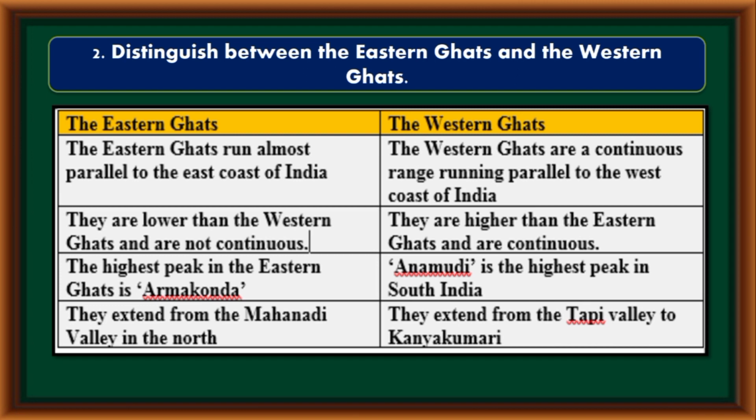Distinguish between the Eastern Ghats and the Western Ghats. The Eastern Ghats run almost parallel to the east coast of India. The Western Ghats are a continuous range running parallel to the west coast of India. The Eastern Ghats are lower than the Western Ghats and are not continuous. The Western Ghats are higher than the Eastern Ghats and are continuous. The highest peak in the Eastern Ghats is Sarmakunda. Anaimudi is the highest peak in South India. The Eastern Ghats extend from the Mahanadi Valley in the north. The Western Ghats extend from the Tapi Valley to Kanyakumari.